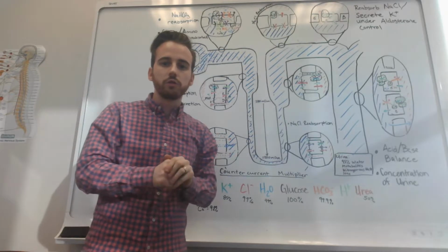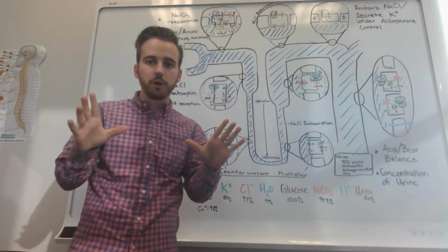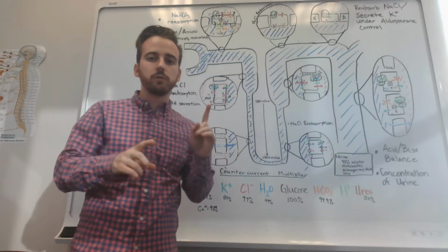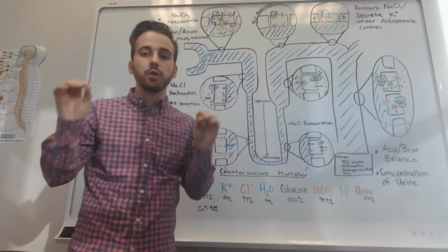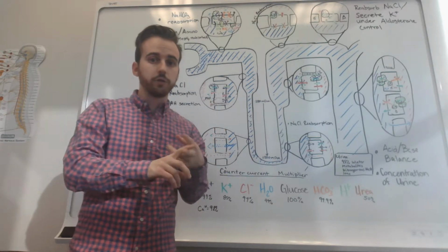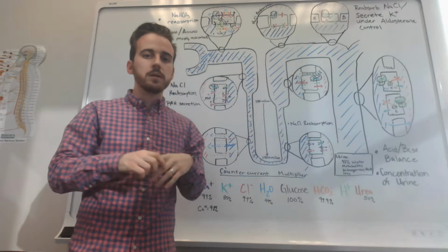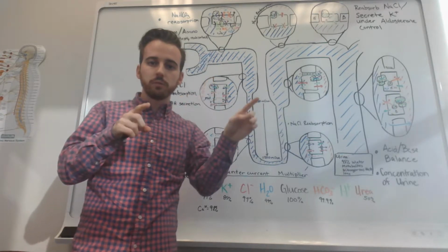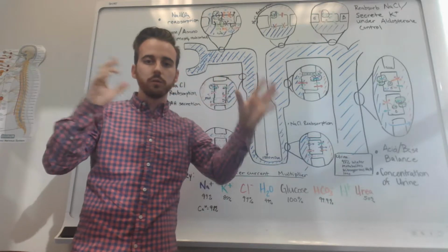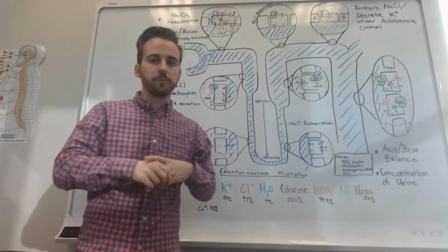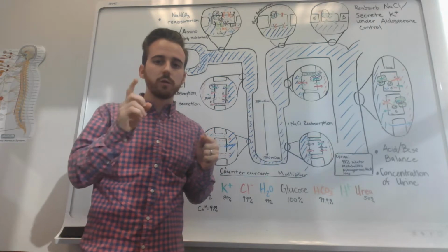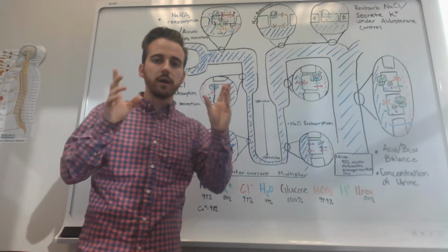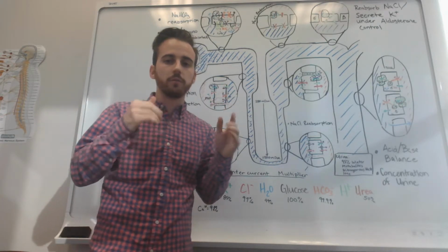The most important thing to remember is that the proximal convoluted tubule is responsible for sodium bicarbonate reabsorption. It's also responsible for glucose reabsorption. But the reason I want you to remember that it's responsible for sodium bicarbonate reabsorption is because that will help you to remember all of the moving parts here. Remember, first of all, that sodium is the driver. Everything happens because of a movement of sodium.